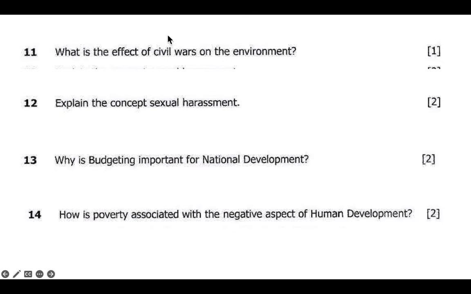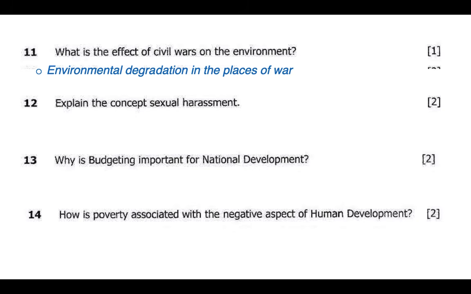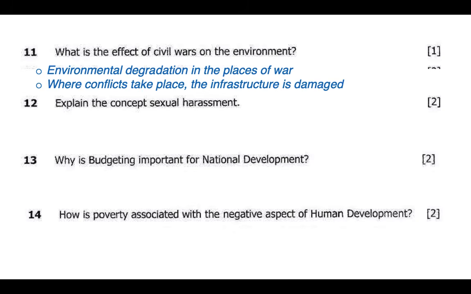On question 11, we are asked: what is the effect of civil wars on the environment? Civil wars have an effect on the environment. One, they bring about environmental degradation in places of war. The environment most of the time is disrupted, and serious damage comes onto it. Also, where conflicts take place, infrastructure is damaged, like buildings, schools and business centers. They are damaged out of wars. And then we have question 12.